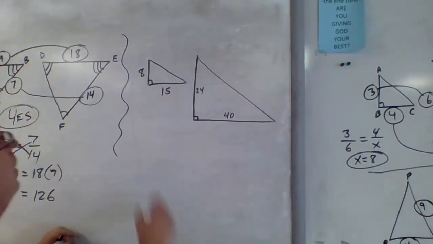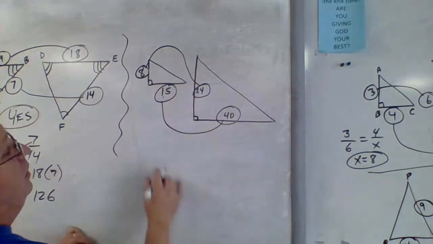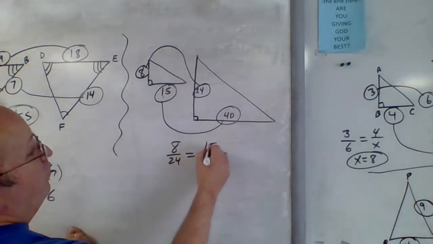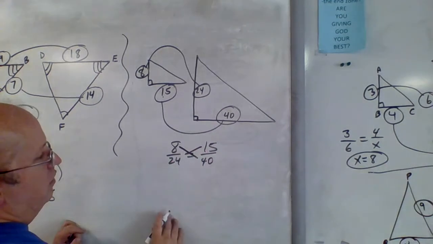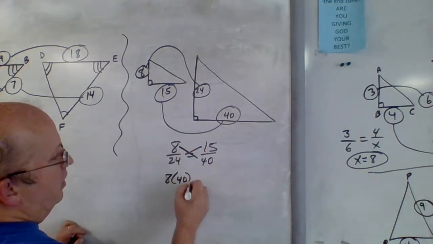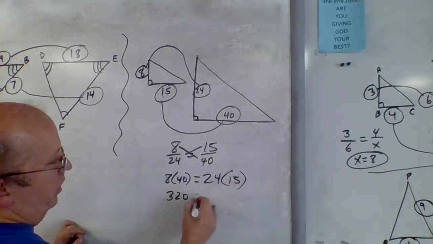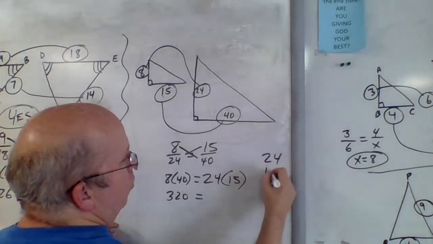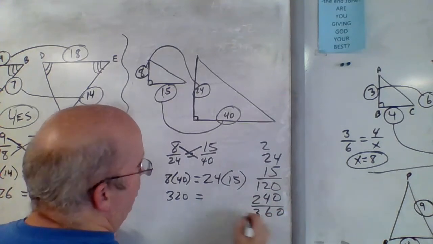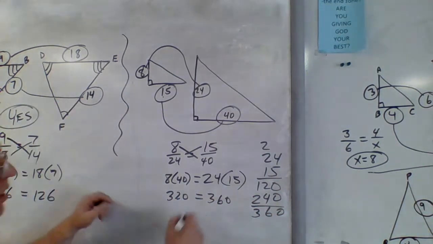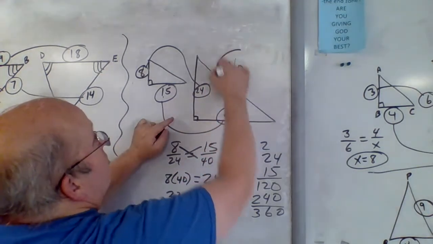Let's try with this one. 8 is corresponding to the 24. 15 is corresponding to the 40. So we've got 8 24ths and we've got 15 40ths. Are those fractions equivalent? Well, cross products again. 8 times 40, is that equal to 24 times 15? This happens to be 320. This one I don't know, so I'm going to have to work it out. I get 360. Notice they're not equal to each other. Therefore, the answer to this problem is no.